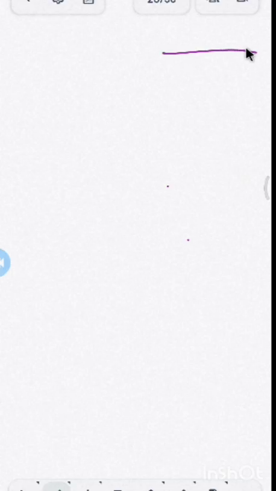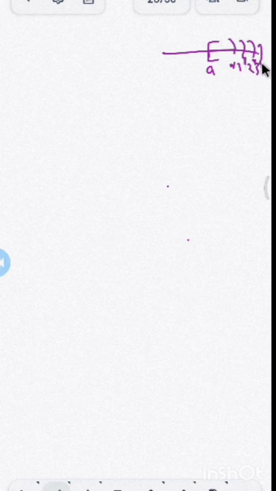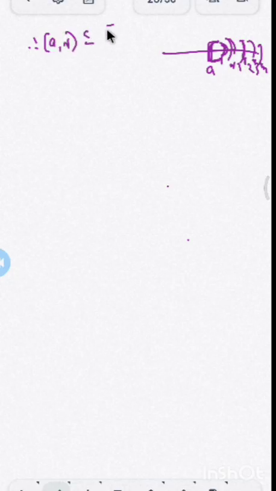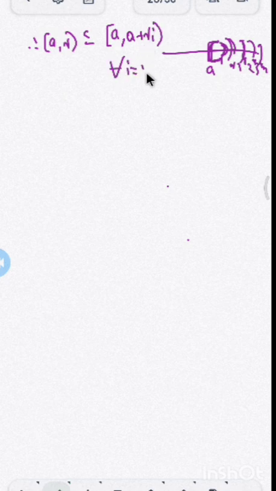Look, suppose this is the real line, a is a number here, and we have [a, a + r_1), [a, a + r_2), [a, a + r_3), etc., [a, a + r_i). Then you take r as the smallest among all these r_i. Then this interval [a, a + r) will be contained in every interval, correct? So therefore [a, a + r) is contained in [a, a + r_i) for every i equal to 1, 2, 3, etc.